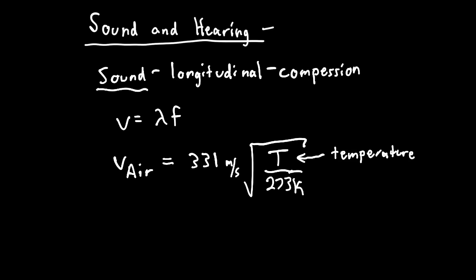And we can keep this straight because we need a velocity. I have meters per second here. I have Kelvin in the denominator, so that means I need Kelvin in the top so that they cancel out. And I get the dimensions that I need.